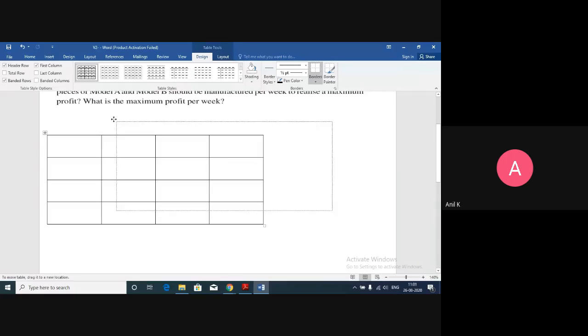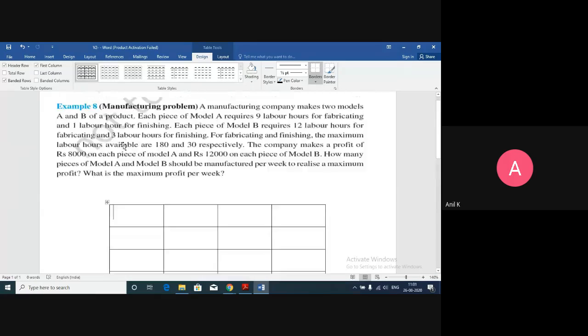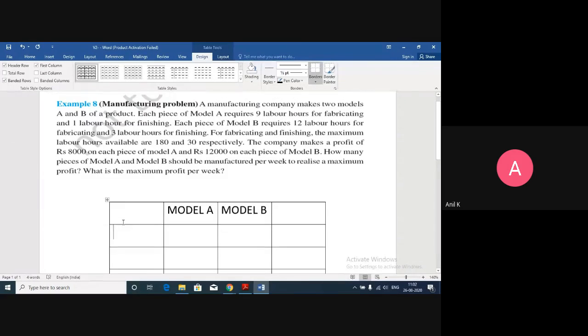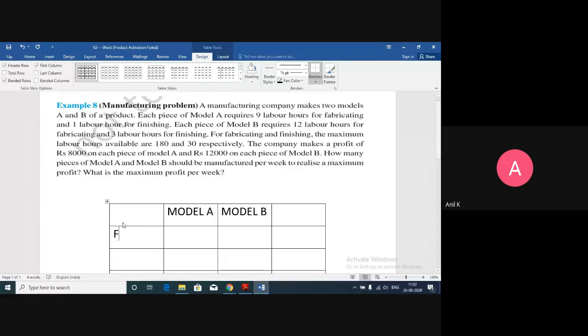So let me put the headings. First one, here I keep model A. Then this will be model B. And here I put the time taken for fabricating. And the second one is finishing time, one labor hour for finishing.